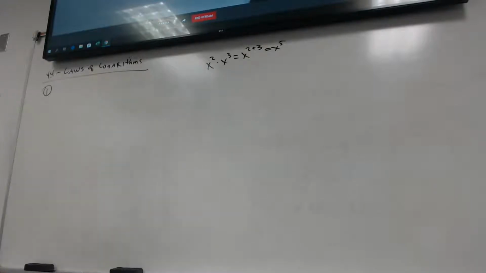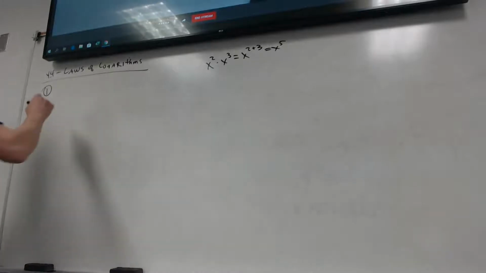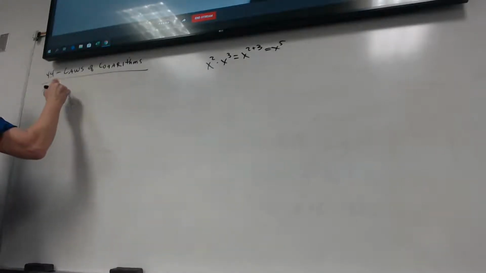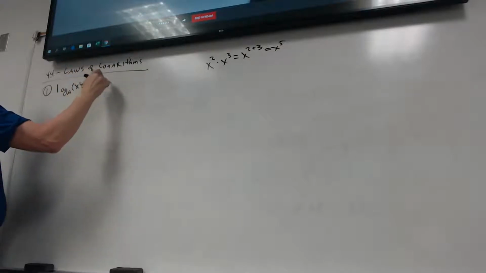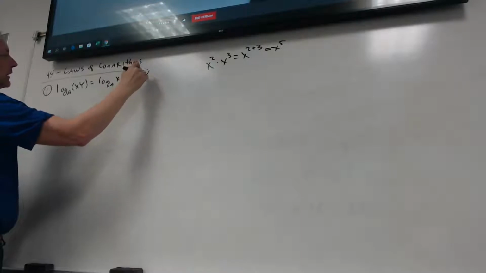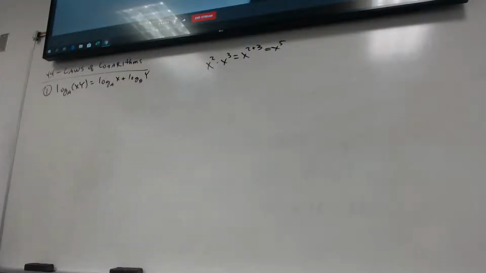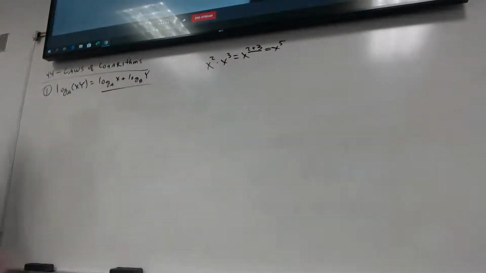So, for example, I'm going to change this slightly because I think it'll be a little easier. Log base a of xy equals log base a of x plus log base a of y. These don't have to be the same, but the idea here is just as we added exponents, you can add logs together.